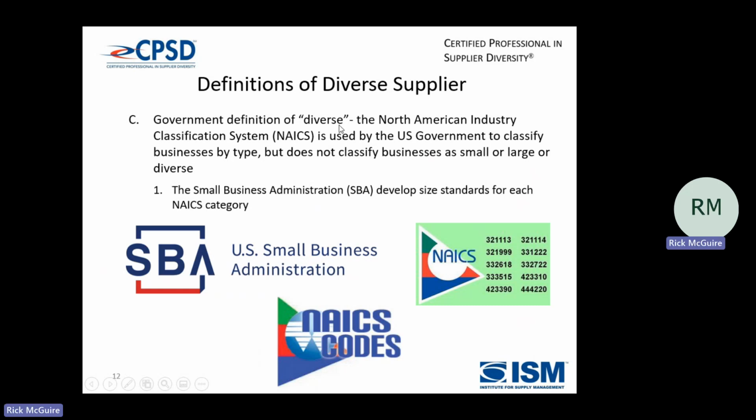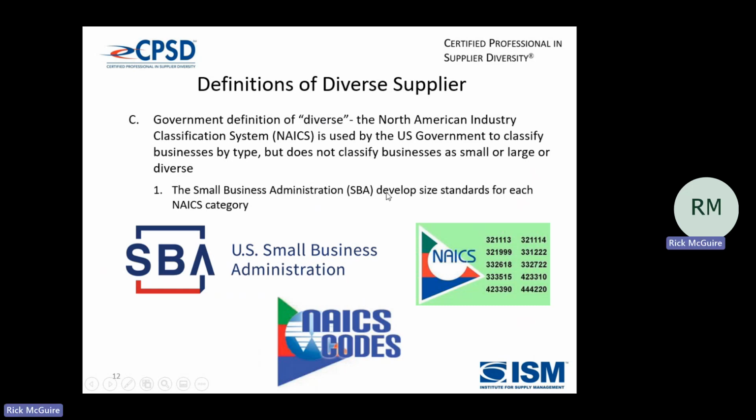So, government definition of diverse. The North American Industry Classification System, NAICS, is used by the U.S. government to classify businesses by type, but does not classify businesses as small, large, or diverse. This NAICS is in direct competition with the United Nations UNSPC codes. NAICS is just the U.S. version, and they should probably just drop it and move to the UN codes, but you know, we have to have our own thing. It's very similar.